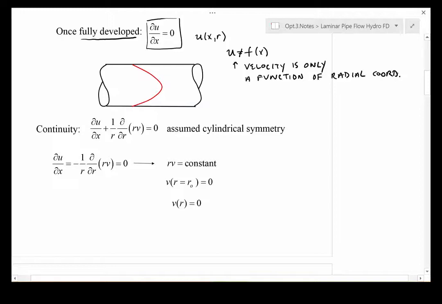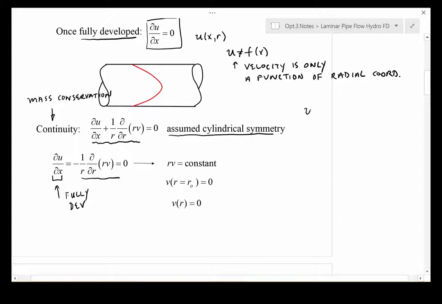At that point, it's useful to consider how mass conservation or continuity impacts our understanding of the problem. So continuity is oftentimes used interchangeably with the mass conservation equation. And here we're looking at a cylindrical symmetric system, so d/dθ is equal to 0. Well, if du/dx is actually equal to 0 because we're fully developed, the implication from the perspective of the mass conservation or continuity equation is that (1/r) d/dr of (rv) is equal to 0.